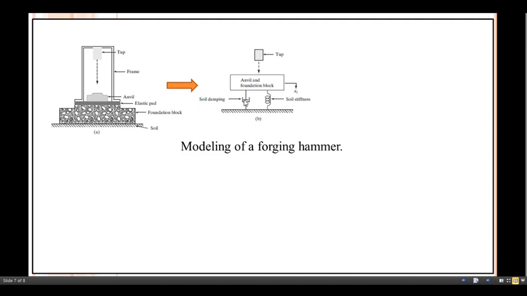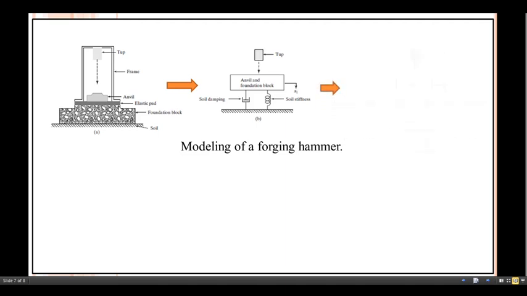We can show that with the help of this damper. One damper is shown here. Whatever resistance comes for that motion, we can represent with this damper. And whatever stiffness or elasticity is possessed by that soil, we can represent with this soil stiffness. So the mass term we can consider with the help of this anvil as well as the foundation block. Whatever weight is falling in downward direction is the tub. So this is the mathematical model of the forging hammer by considering just approximate terms.